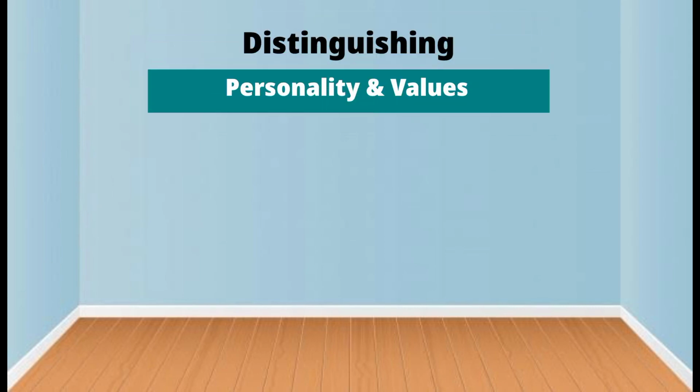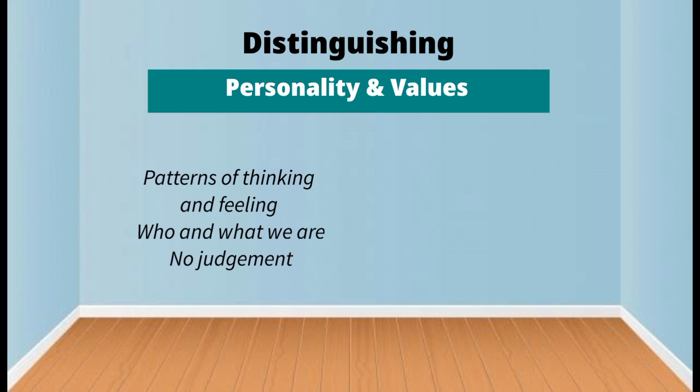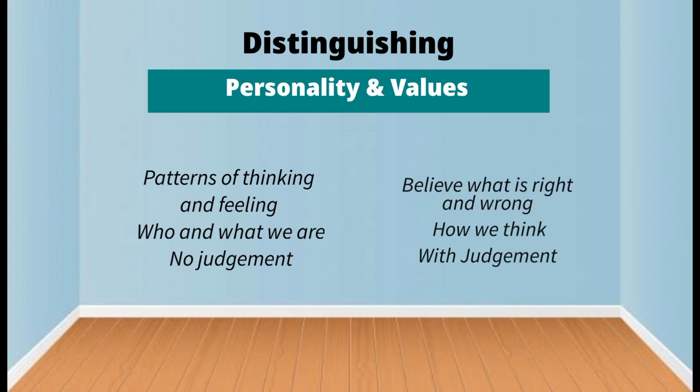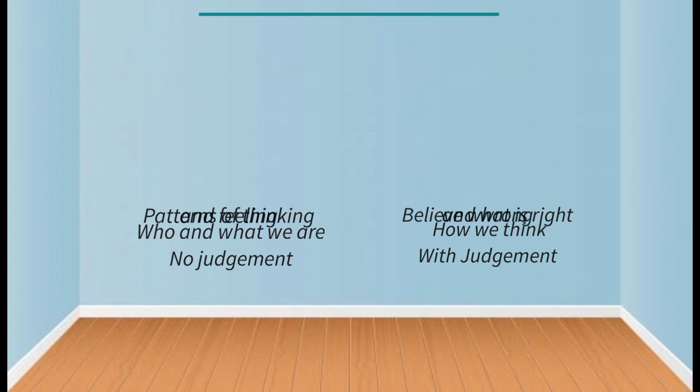Distinguishing personality from values. Personality represents our patterns of thinking and feeling. It is mainly about who or what we are and how we react and interact as a person. There is no judgment involved. Whereas values represent what we believe to be right and wrong. It is our point of view and how we make judgments. Despite their differences, they are deeply held principles that guide our choices and influence our emotions.